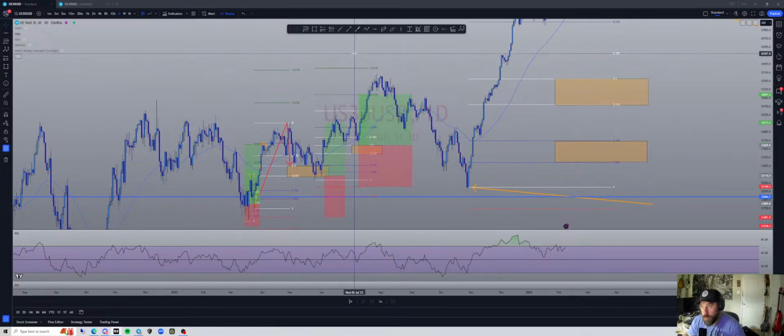Now, an important part of this strategy you want to write down is 3. Once you have 3 touches on a fib, usually the fourth one is going to get broken. All right. Usually the fourth one's going to get broken.